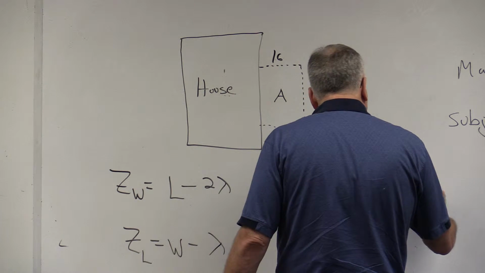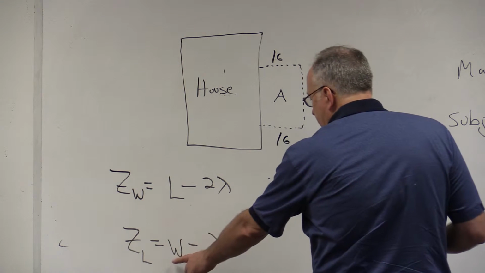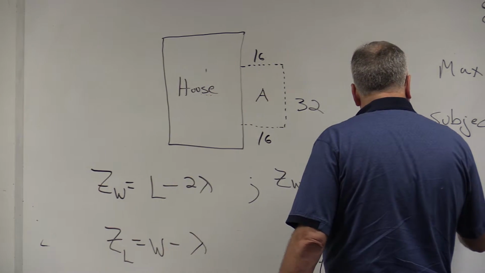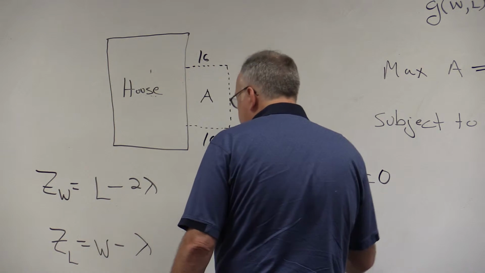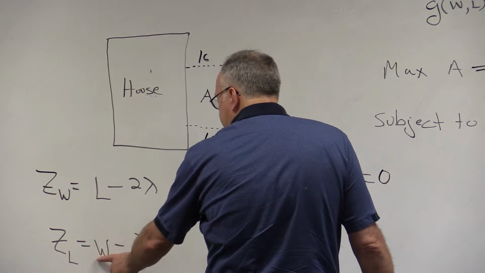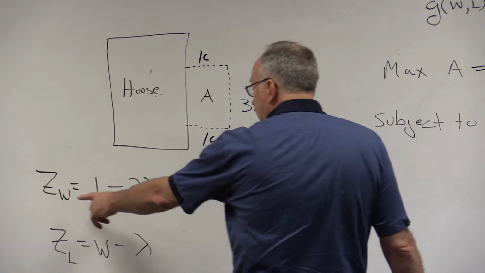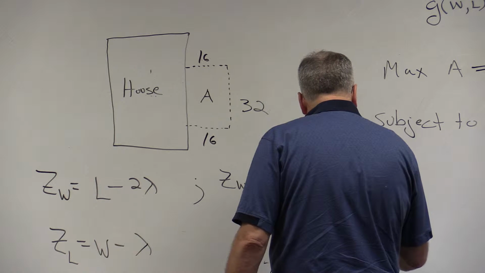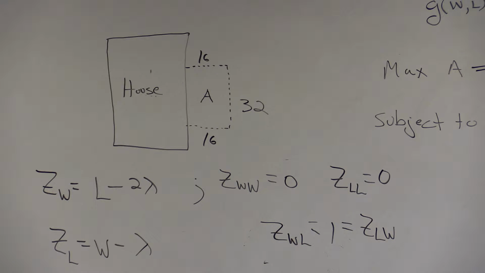Z sub LL is equal to 0. Z sub WL, okay, you take the derivative of this with respect to W, and that would be 1. And that's also, by the way, Z sub LW is also 1. By Young's theorem, we know those things are going to be the same. Okay, so now we have enough to plug in.